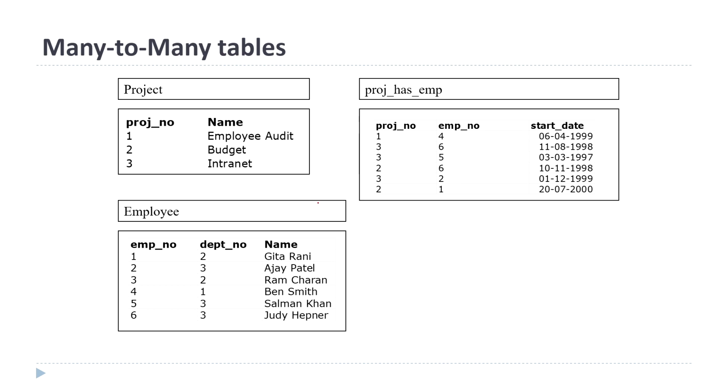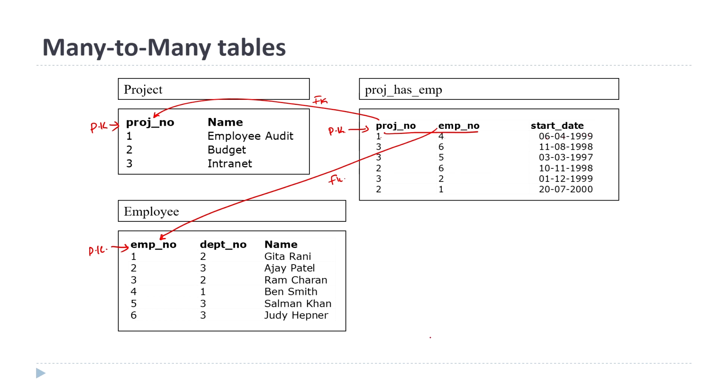So, the project number is now the primary key from the project table, but here it is a foreign key relationship. The employee number is the primary key for the employee table, but here this one is a foreign key relationship. Both of these put together are the primary key for this table. So, what do we mean when we say that for project number 1, which is employee audit, employee number 4, Ben Smith, started working on it from the date 6/4/1999, right.